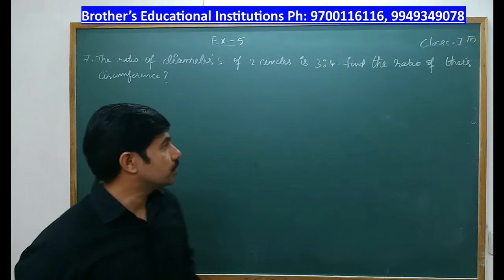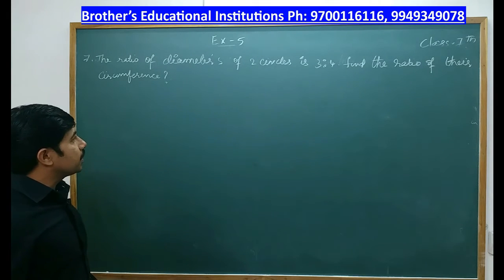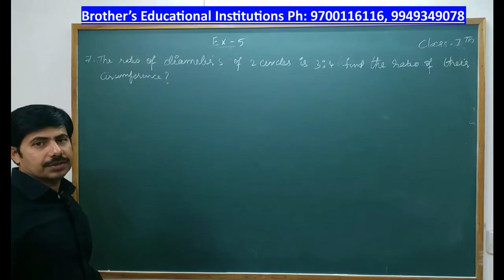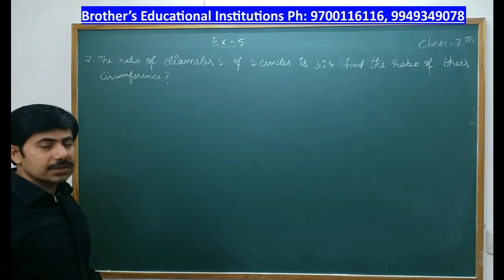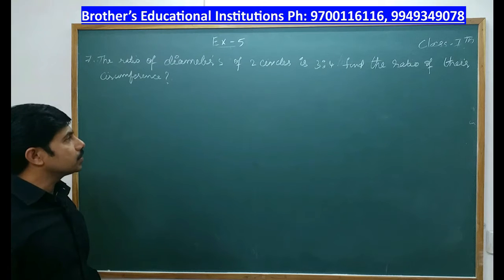Okay, in today's class the first problem is: the ratio of diameters of two circles is 3:4. Find the ratio of their circumferences.